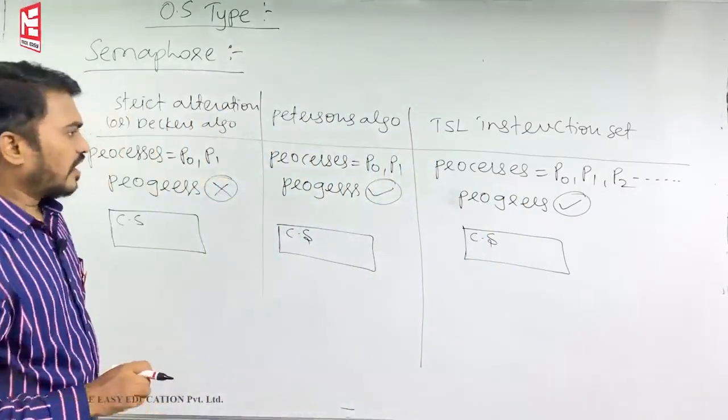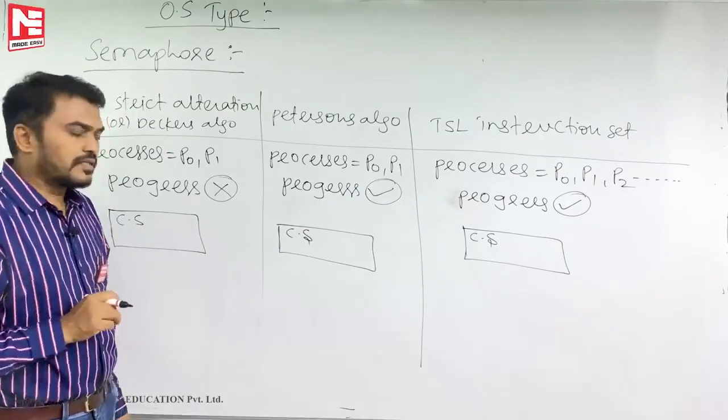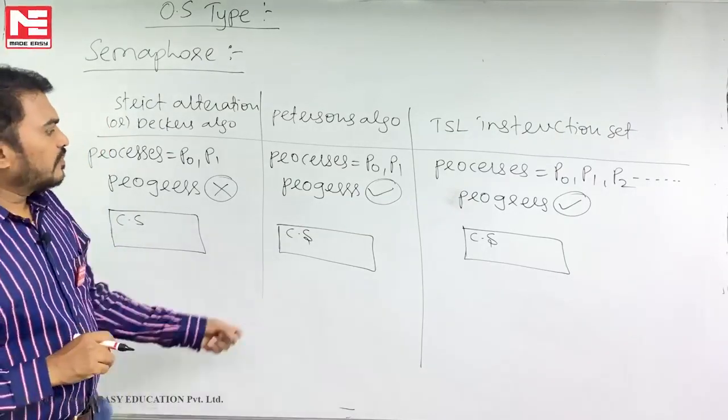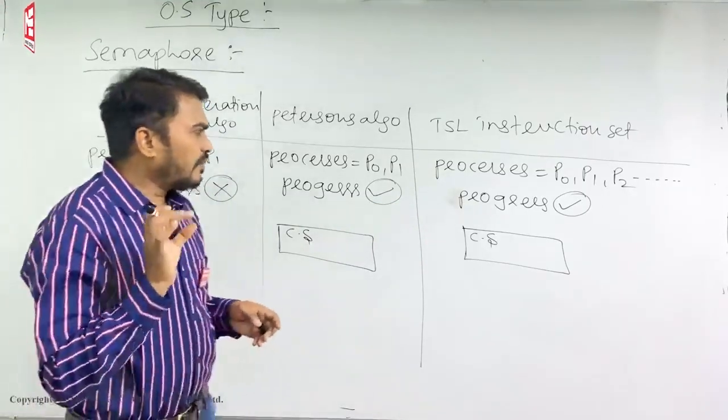Just listen. If you want to copy, later you can copy. You can pause my video, I will give you the time. First listen. Now, why is progress satisfied in this and why is progress not satisfied in this? Now, the definition of progress.